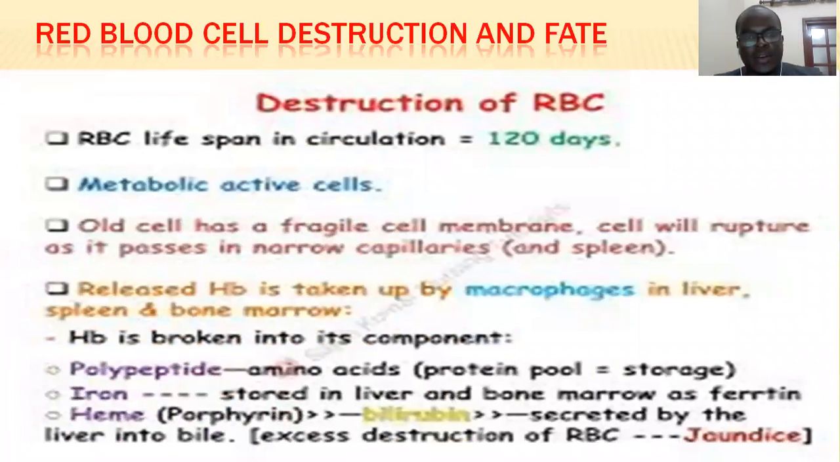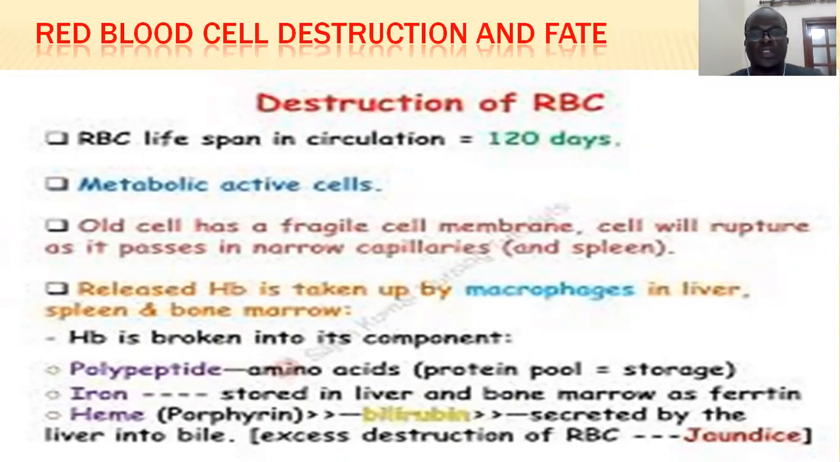This slide is just summarizing what we've already discussed, the destruction of red blood cells. So you can see the lifespan of a red blood cell is about 120 days, and these cells are metabolically active cells. So with time, the old cells are more fragile, and the cell membrane is also fragile. As they are passing through the spleen, they are not capable of withstanding that pressure. So if they can't withstand that pressure, then they will rupture.